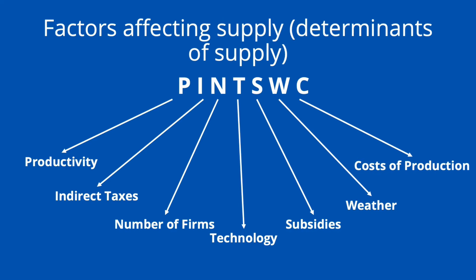Determinants of supply are simply reasons, apart from price, why the supply of a good or service may change. An acronym I've used to remember these is PINTS WC. This stands for productivity, indirect taxes, the number of firms, technology, subsidies, weather, and costs of production. We'll be going through each of these in turn now.